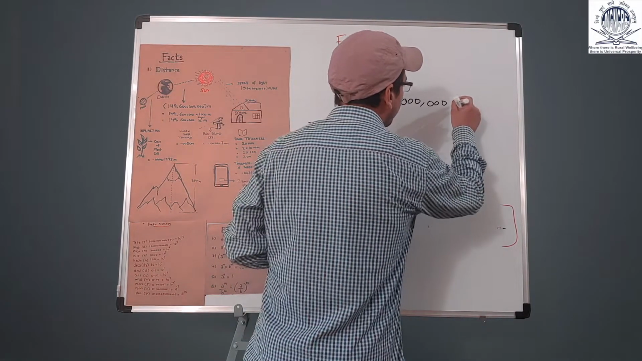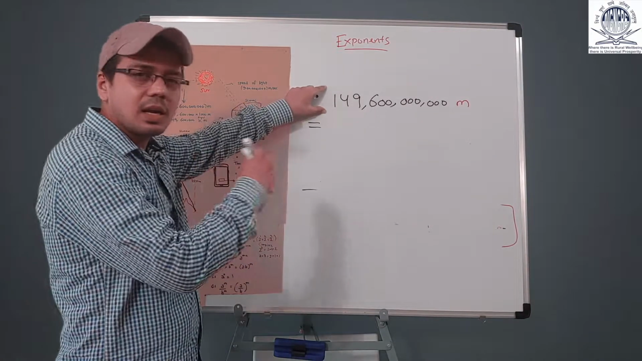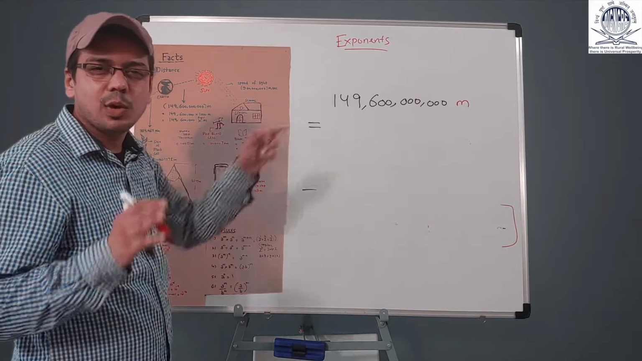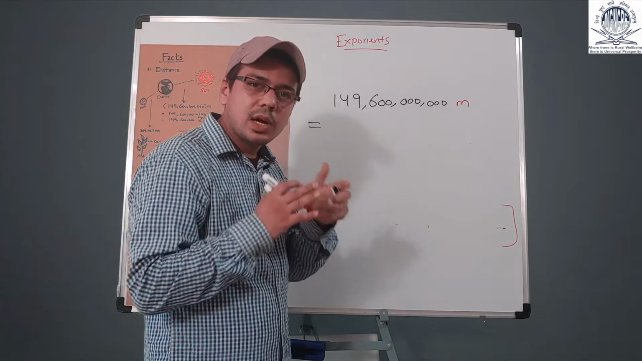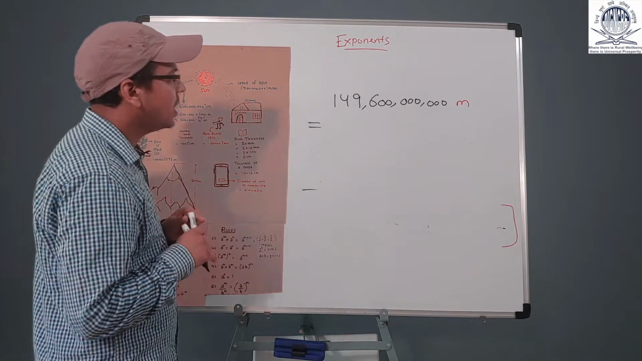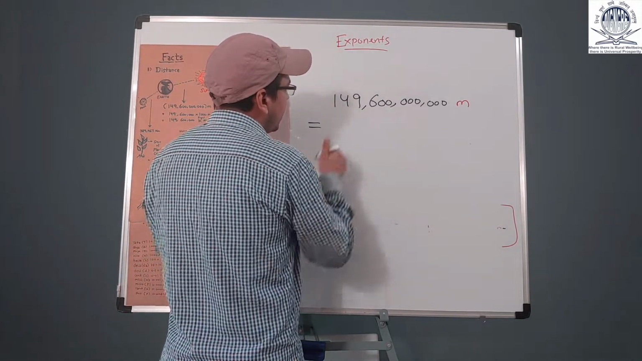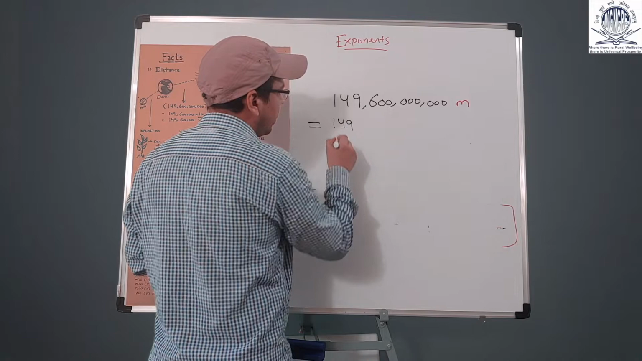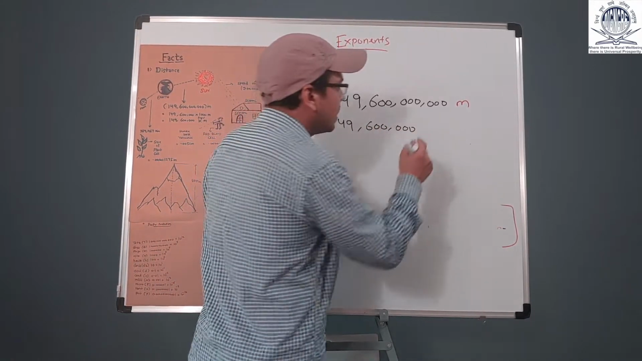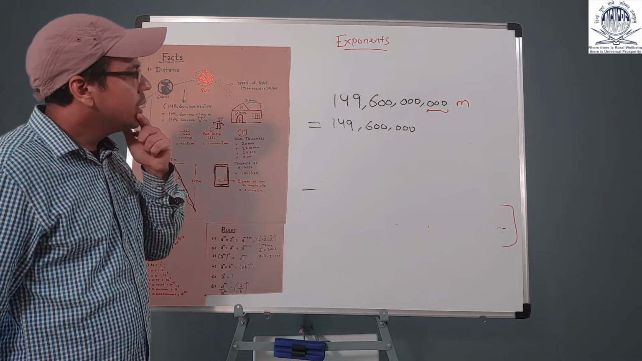So probably I'll write it this way, and if this number has to be written again and again in my notebook, I understand that it's going to be very difficult. So probably exponents will come to my rescue, and I'll try to make it simple using exponents. Now how can I make it simple? So probably I'll write it this way: 149,600,000, and these last three zeros can be dealt with.